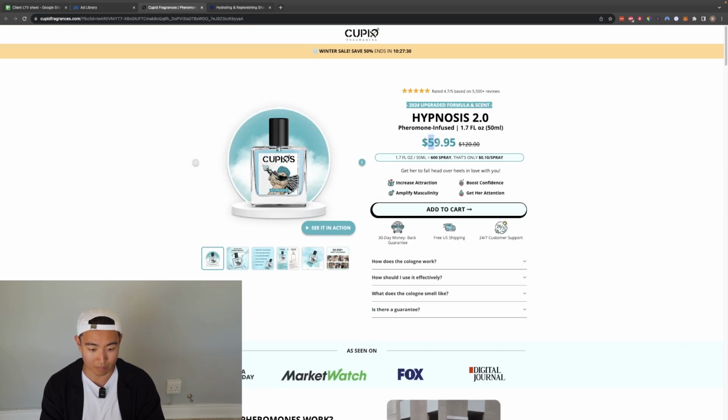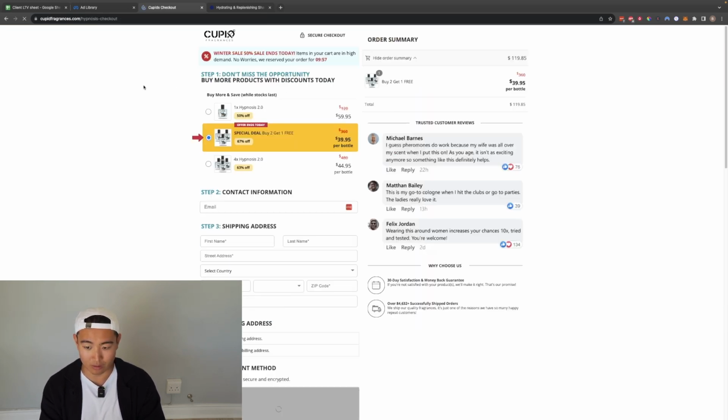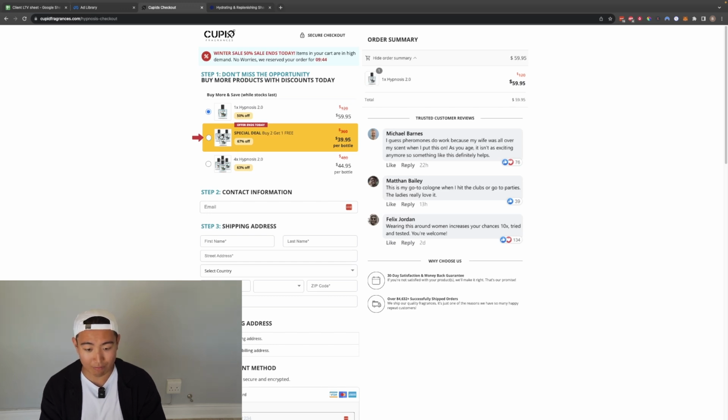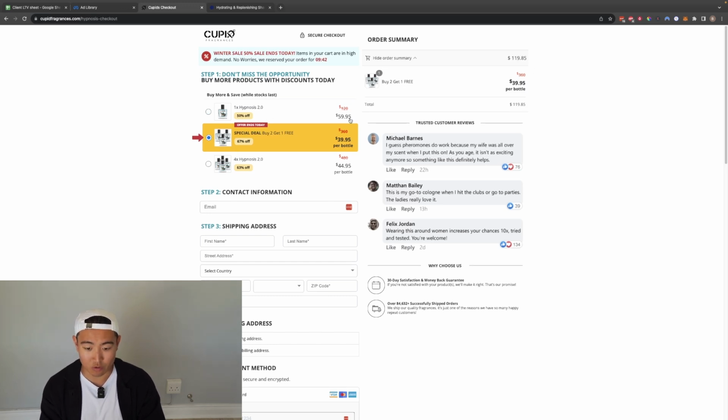Let's run their unit economics. So here the average order value is gonna look something like 60 bucks, but because they have all of these upsells and everything, right? Most likely the average order value is going to be somewhere between $60 all the way up to $120. And because they have so much social proof, a very well optimized checkout page, I'm guessing that drop off is not going to be that high.